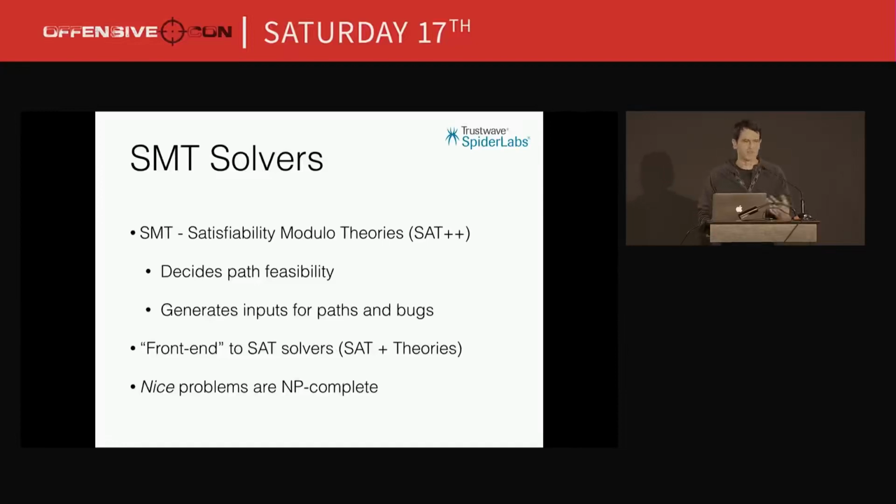Essentially they're just the front ends to SAT solvers. Right? So it's SAT plus some theories, and there are different theories: theory of integers, theory of arrays, vectors, uninterpreted functions, and so on. An SMT solver is just a SAT solver plus some theorem solver. It takes the input, communicates with the theorem solver, and gives you the answer: yes, the path is feasible, or the path is not feasible, or unsatisfiable in this case. The problem is that even nice problems are NP complete, but in practice they actually perform quite well.